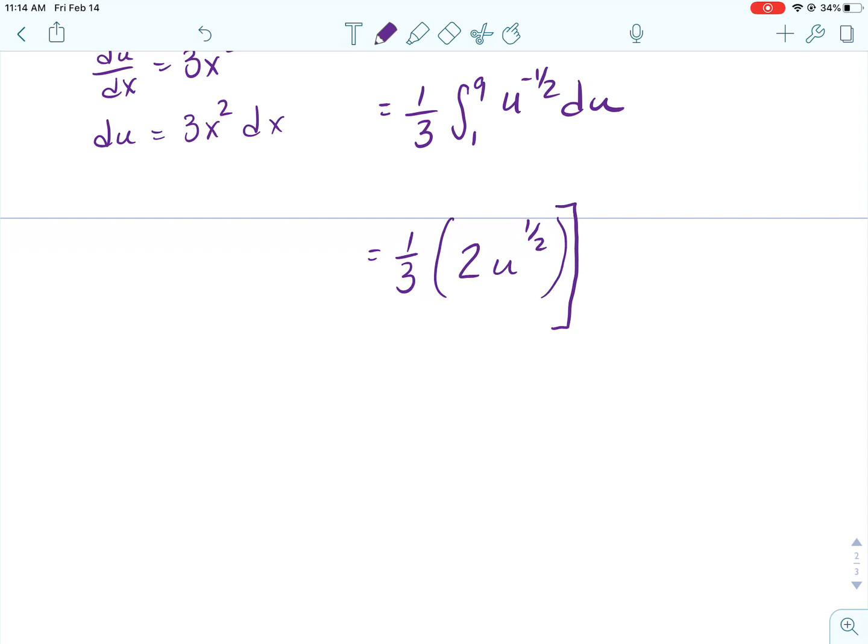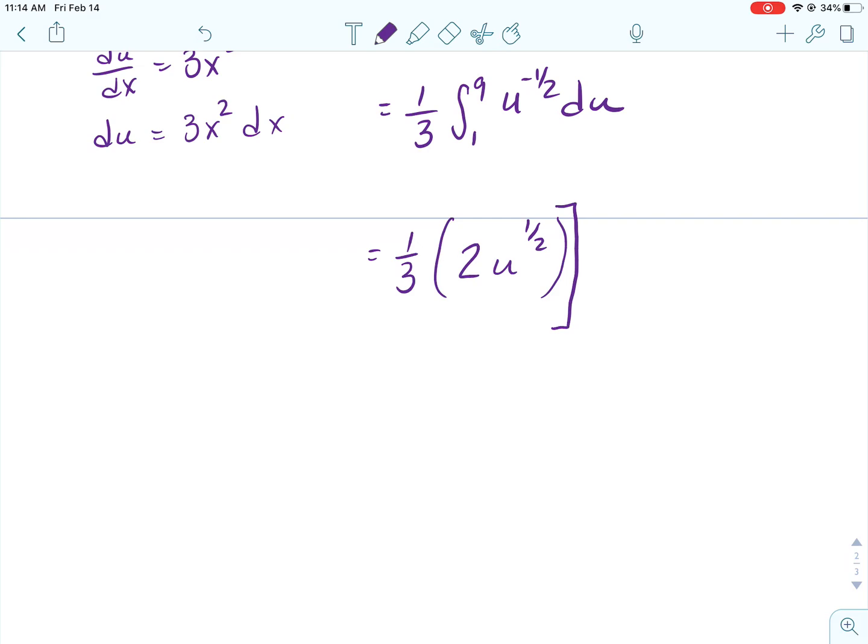Wait, how did you get 2u to the 1/2? Okay, so the antiderivative, you add 1 to negative 1/2, and you get 1/2, and you divide by that. So dividing by 1/2 and multiplying by the reciprocal mean the same thing.